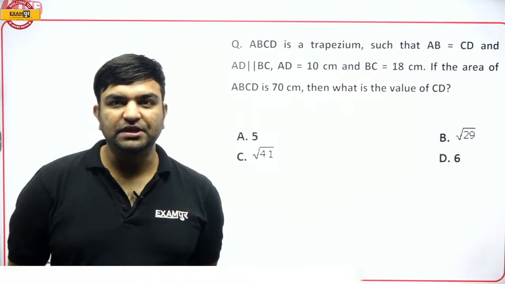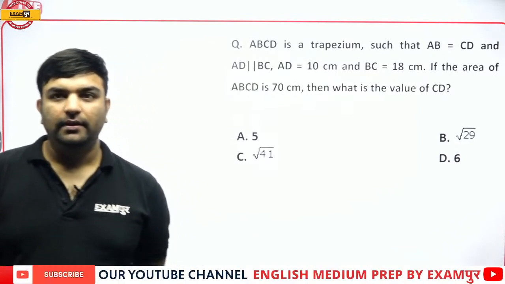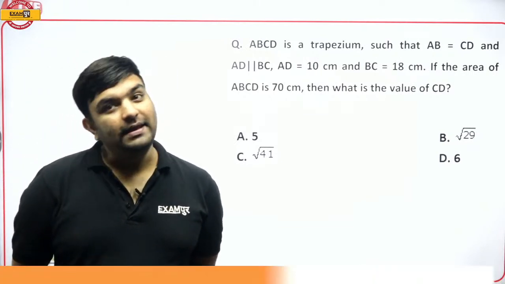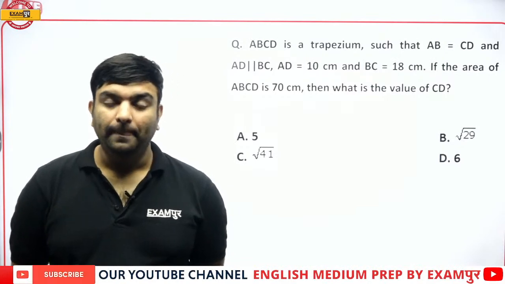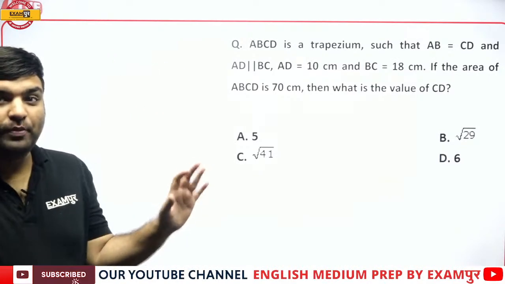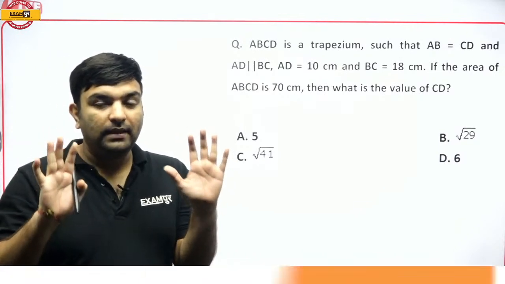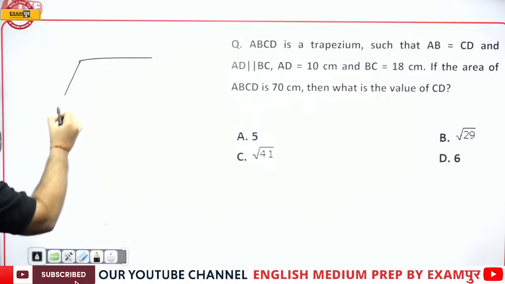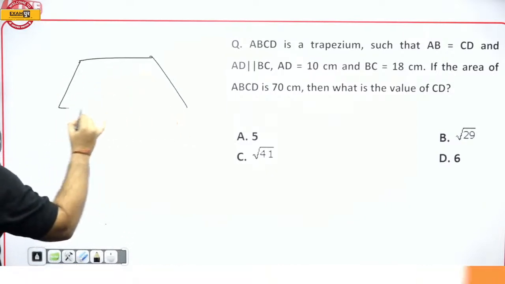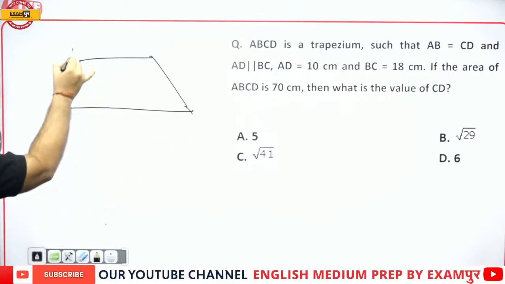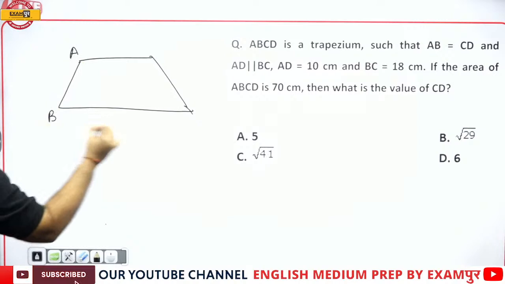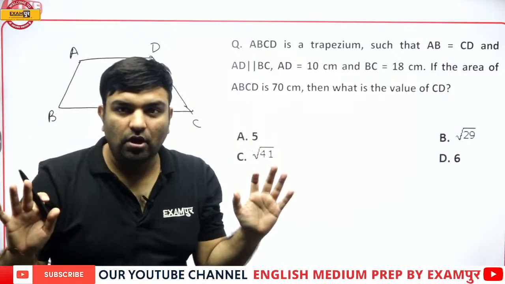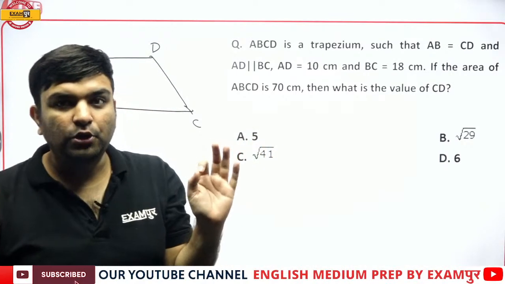ABCD is a trapezium such that AB is equal to CD and AD is parallel to BC. Now it is given that AD is parallel to BC, so draw the diagram in a conscious manner. A, B, C, D, with AD parallel to BC.